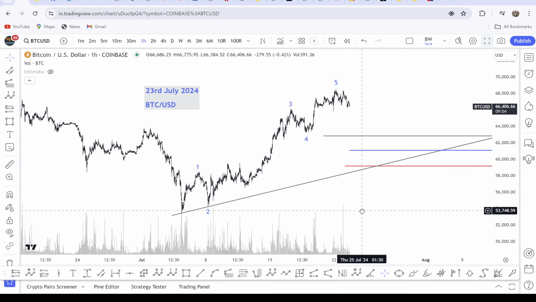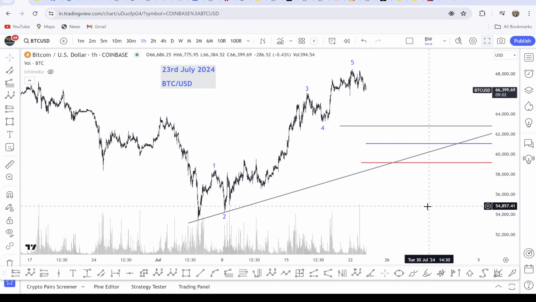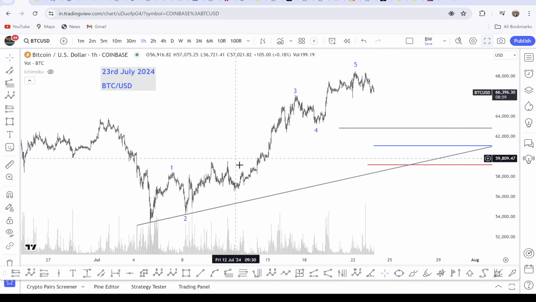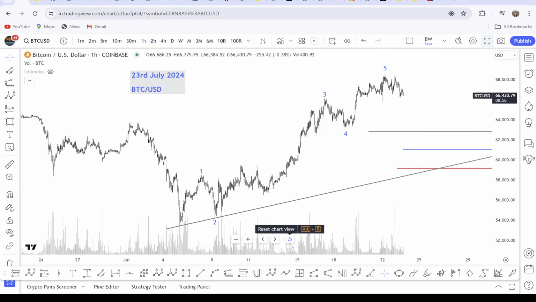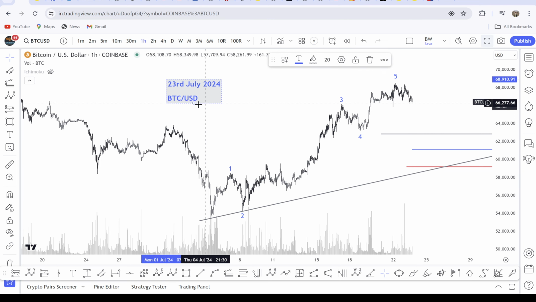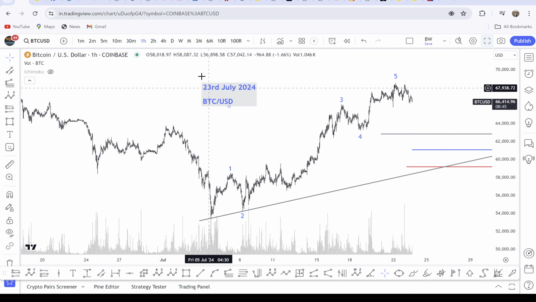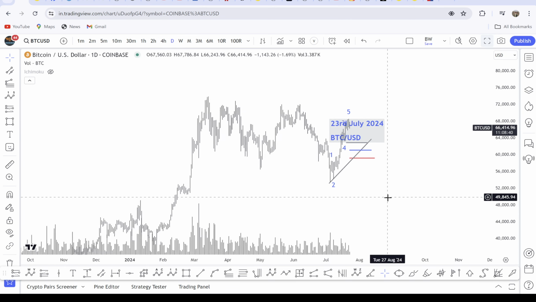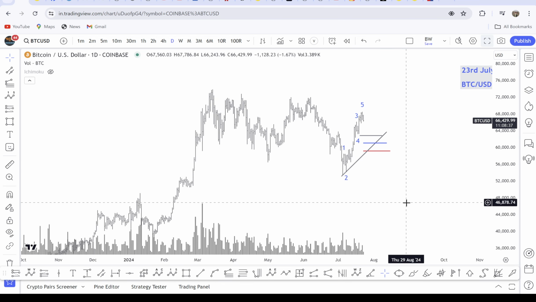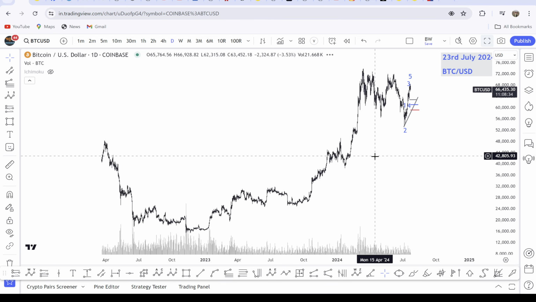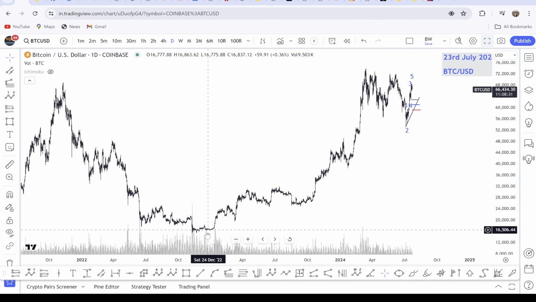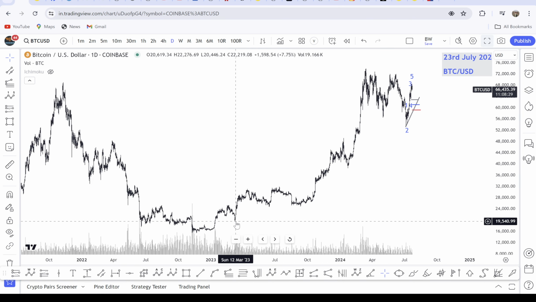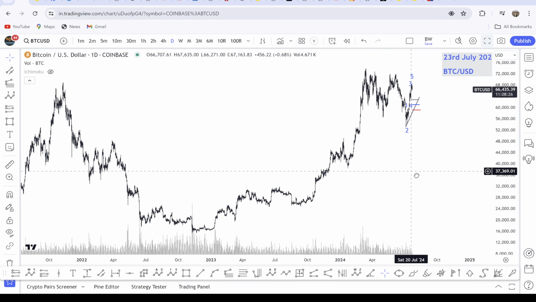So let's analyze. You can see here, this is the 1 hour time frame and I have labeled it like this, wave 1, 2, 3, 4 and 5. So we check the 1 day time frame first. So in 1 day, we can see here that it's the uptrend, and this is the wave one, two, three, and fourth.